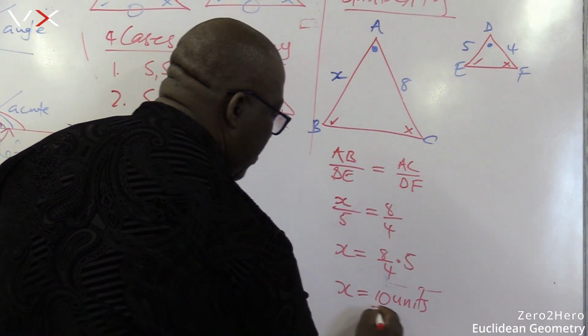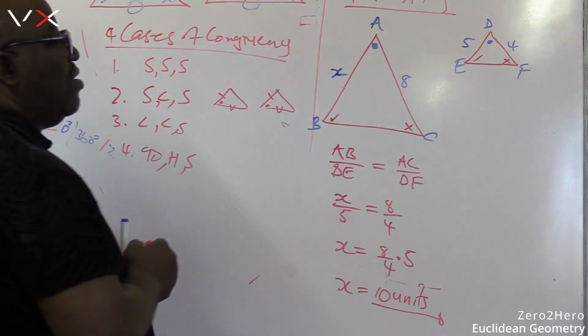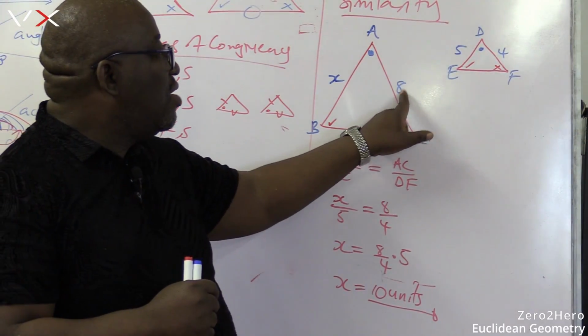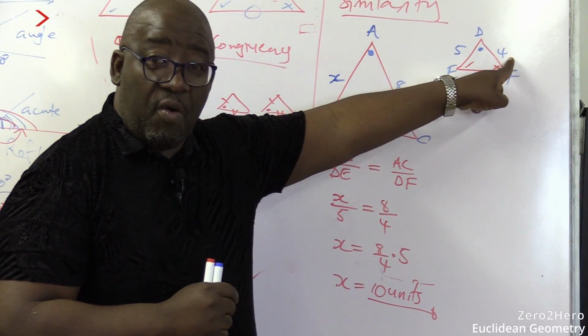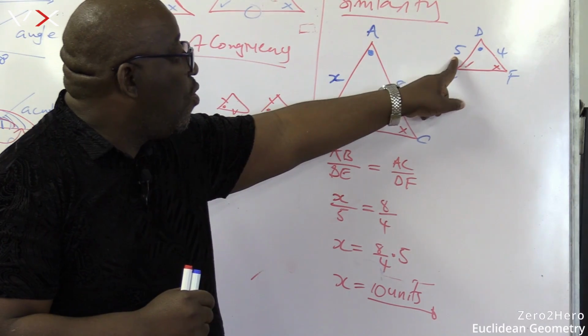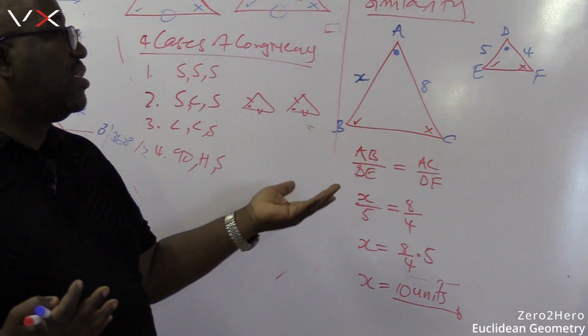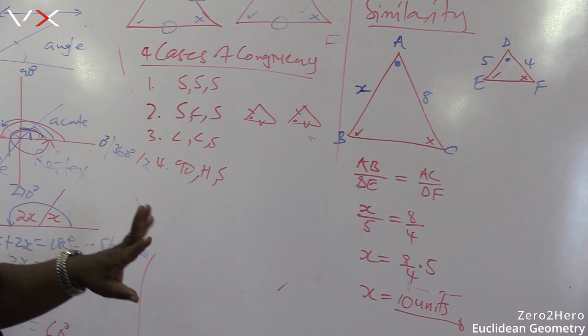If you are not given the dimension, this is 10 units. You can see that one is half of the other one. If this is 8, what is the corresponding side? It is 4. So if this one is 5, what will be that side there? It will be 10. Hence we got 10 there. This is how you go about solving this theorem.